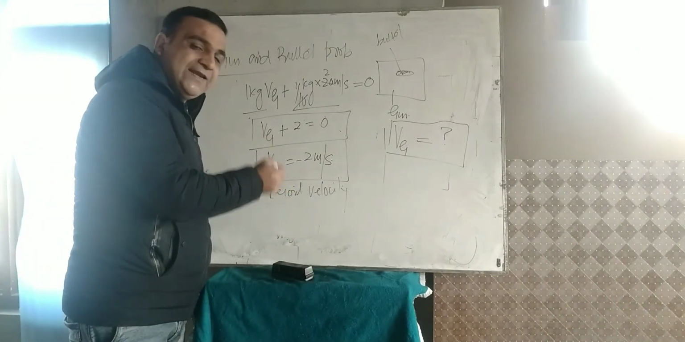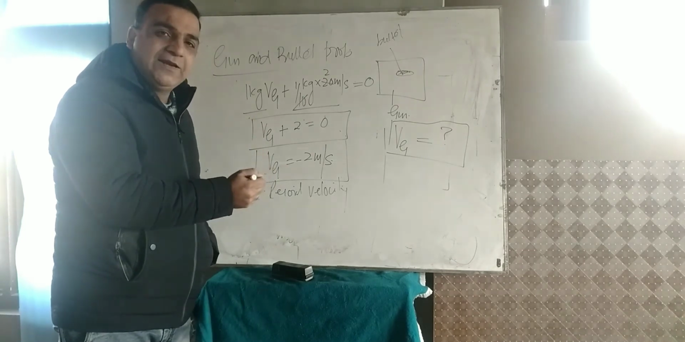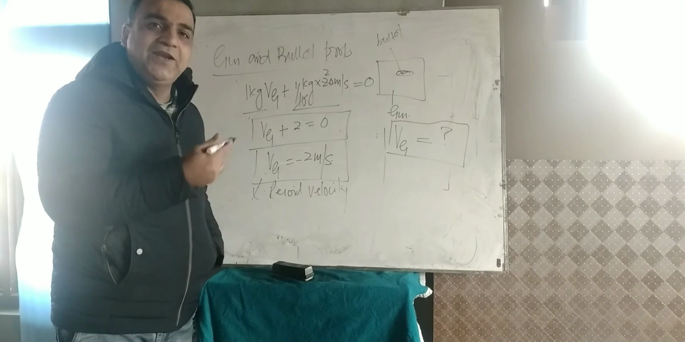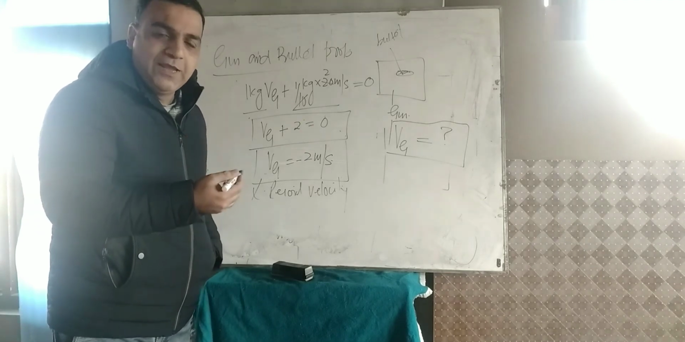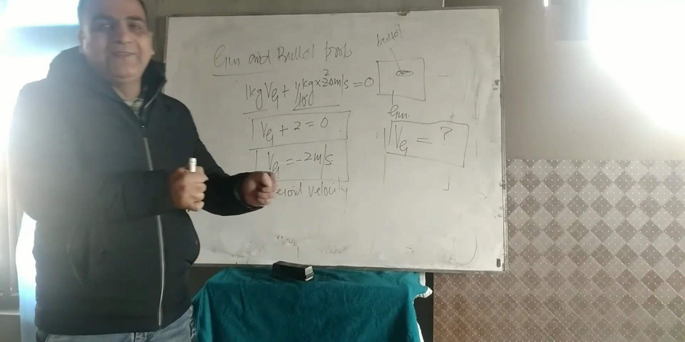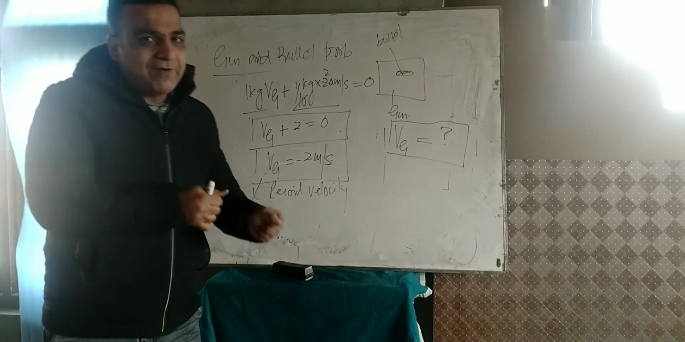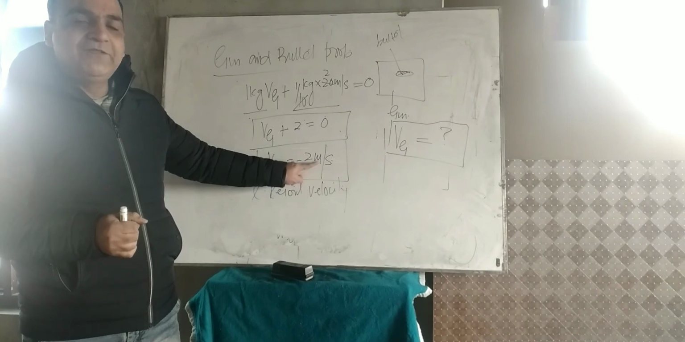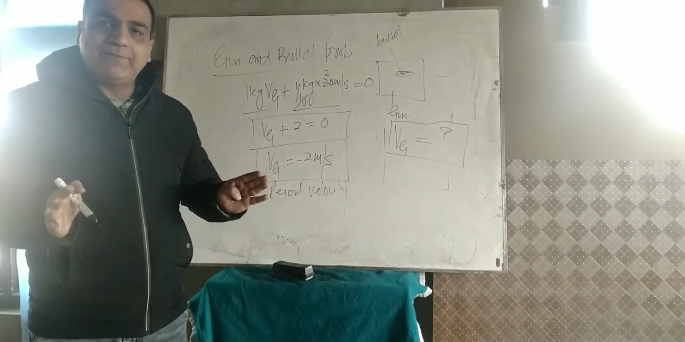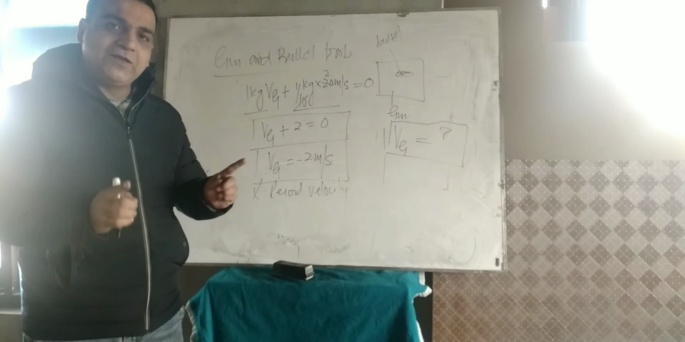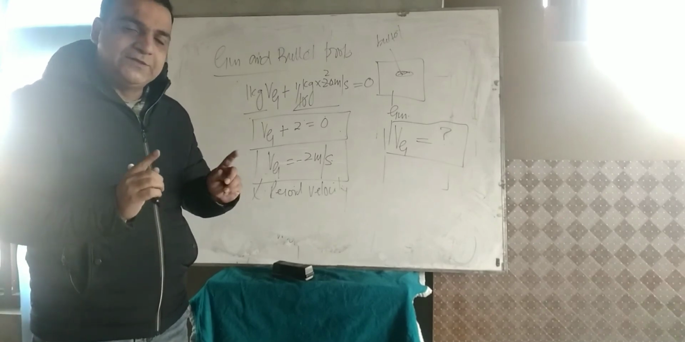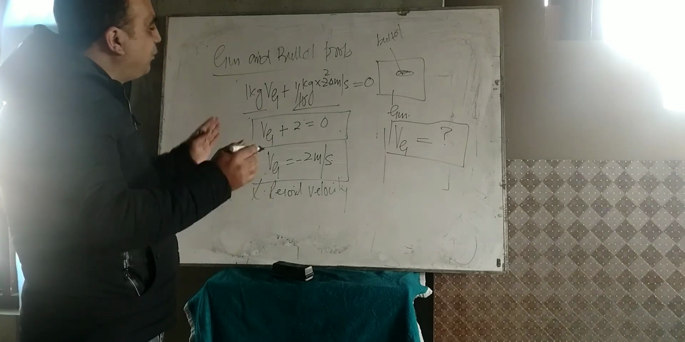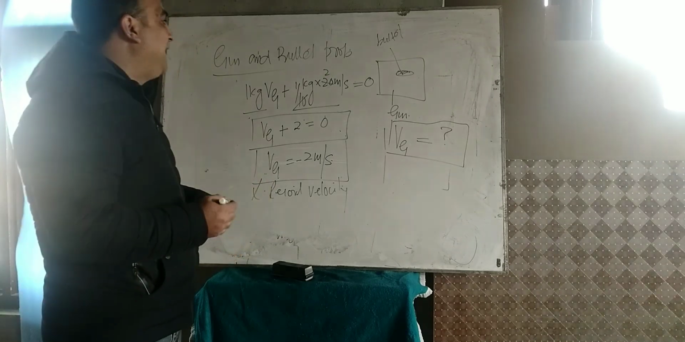The negative sign is indicating that the direction in which this gun will move will be opposite to the direction in which the bullet has moved. Therefore, the gun will move in the backward direction. So it will have a recoil velocity equal to 2 meters per second if the bullet of mass 100 grams is shot with the velocity 20 meters per second. So this is how the problems based on the law of conservation of momentum can be solved.